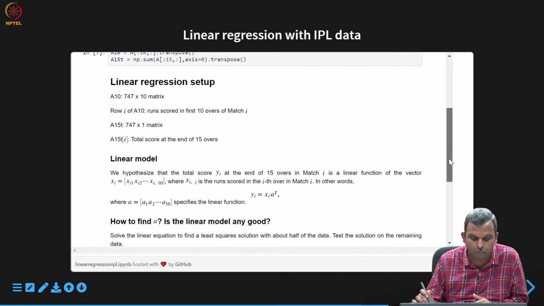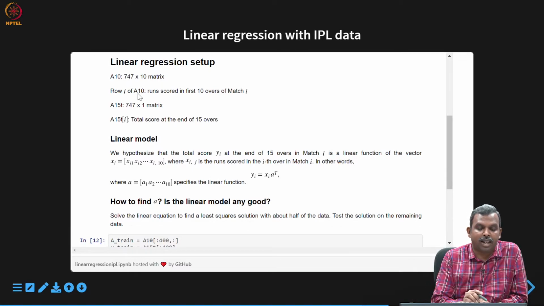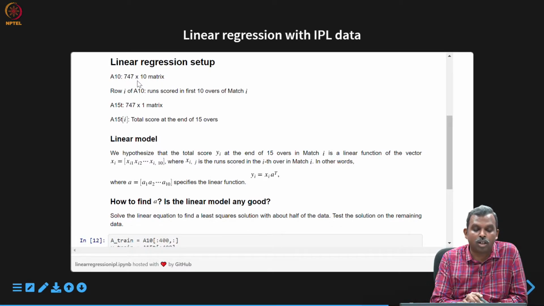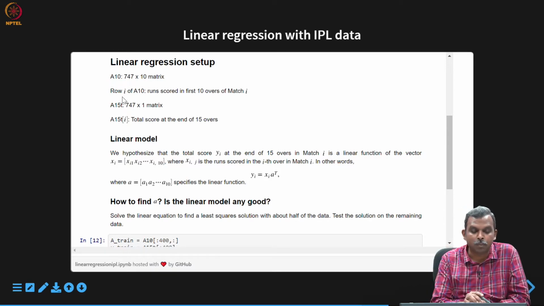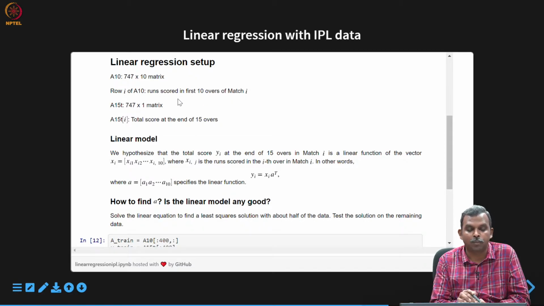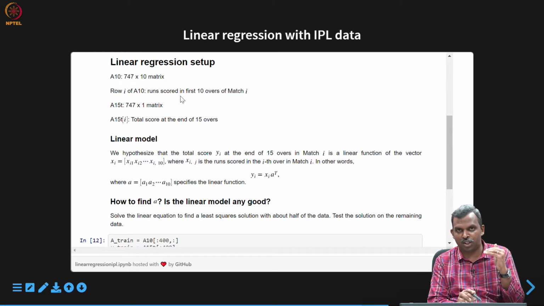Okay. So, I am going to first define A10, which is a 747 by 10 matrix. I am first transposing that. I had 20 by 747. I am making it 747 by 20. It's just a transpose. It's easier to deal with. Row i of A10 is the runs scored in the first 10 overs of match i. Okay, so hopefully that's clear to you. So every row is a match now because I've transposed it.